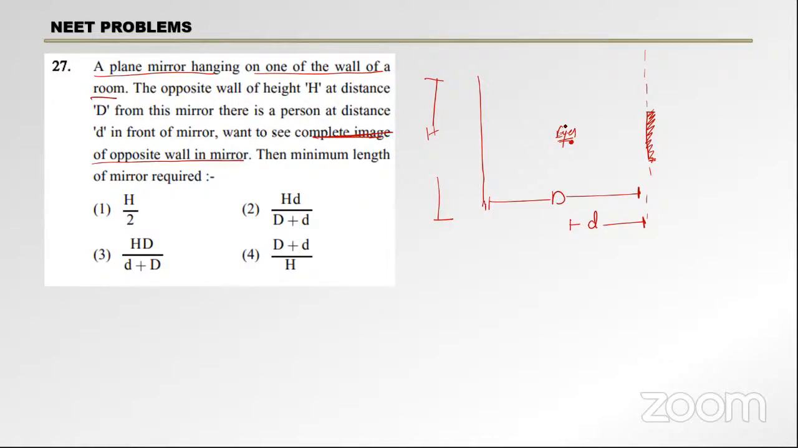Then the minimum length of the mirror required. So let's say the mirror length is L. Okay, mirror का length क्या है? L है, और हमको इस length को बताना है if this wall is observed by these eyes fully, पूरी तरीके से दिख रहा है. Okay, so the simple idea behind this is, first of all, in case of these types of questions, you make the diagram. It makes it very simple. बहुत simple बन जाता है.